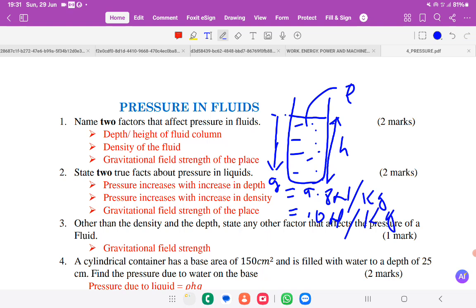Okay, so if they ask you in short, name two factors that affect pressure in liquids, you'd say depth or height of the fluid column, density of the fluid. Remember, fluid can be liquid or gas. And then gravitational field strength. Any two of these are acceptable, so you have 2 marks because they asked for 2 points.